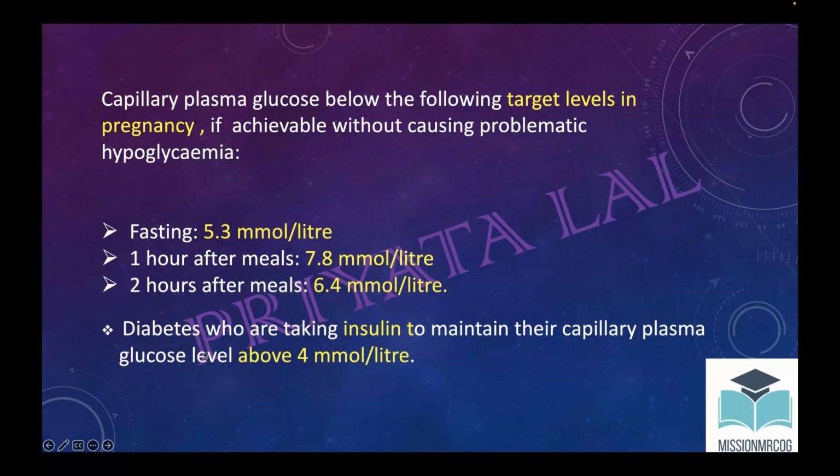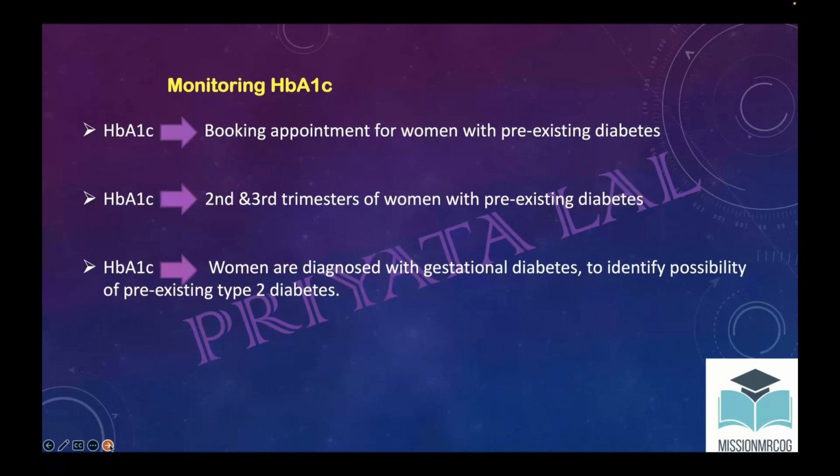Now, there are certain indications for when they check glycosylated hemoglobin. First, if the patient has pre-existing diabetes, then they will check at the booking visit. If the patient has pre-existing diabetes, they will also check in the second and third trimester. But if the patient has GDM, then also they will check it, because they want to know whether the patient has any associated type 2 diabetes mellitus previously.